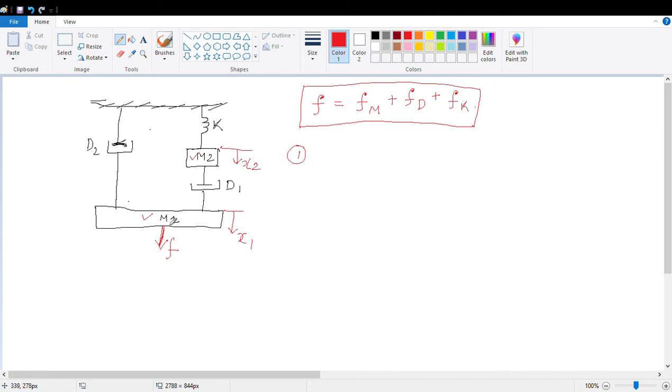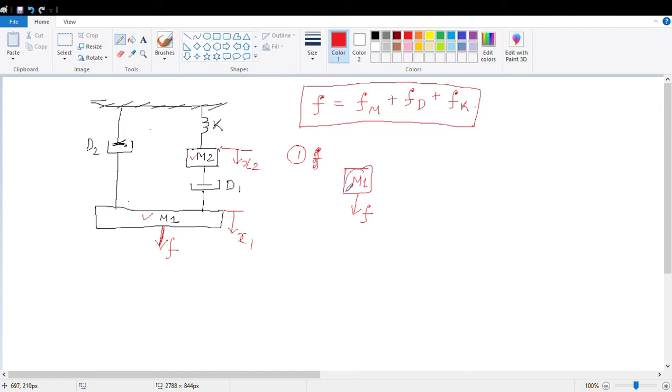So what are the forces acting on this mass? The applied force F is directly applied on mass 1. Now, who will oppose this force? Before this, you go for a free body diagram. You draw the first free body diagram. This F is acting on mass 1 in this direction. So to oppose this force, what will we have?